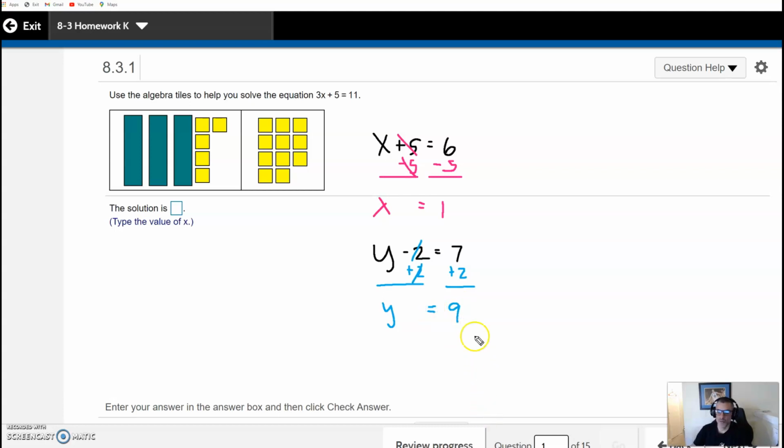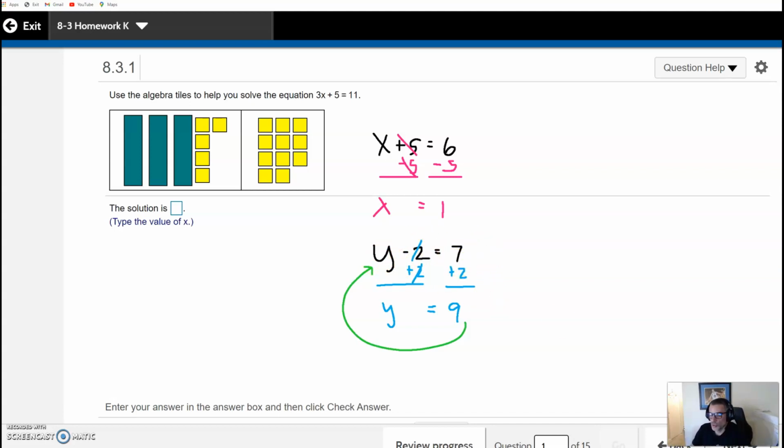And then we also talked about, hey, what does this mean? Well, 9 is the only number in the whole universe that I can plug back in for y and have it make any sense. 9 minus 2 does equal 7, right? Any other number minus 2 does not equal 7.